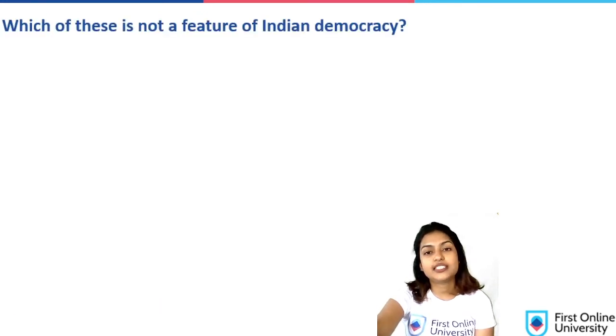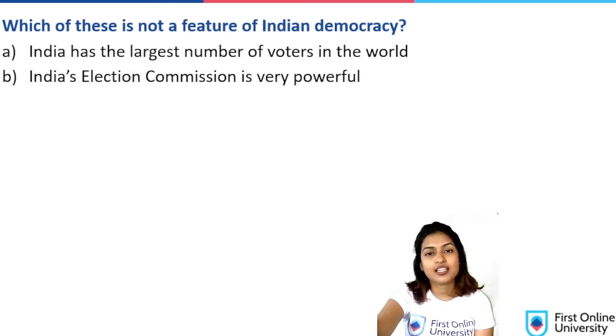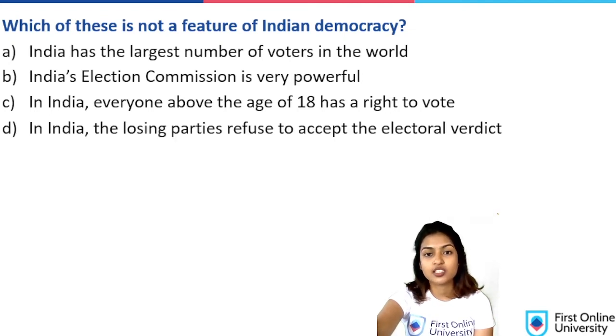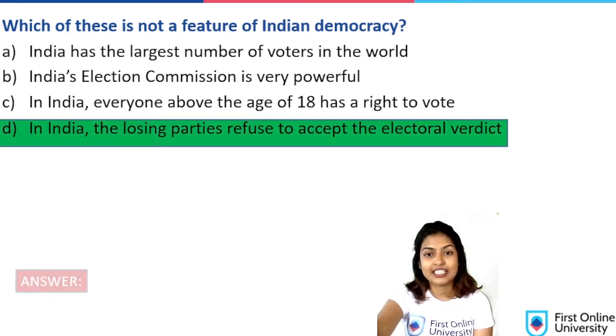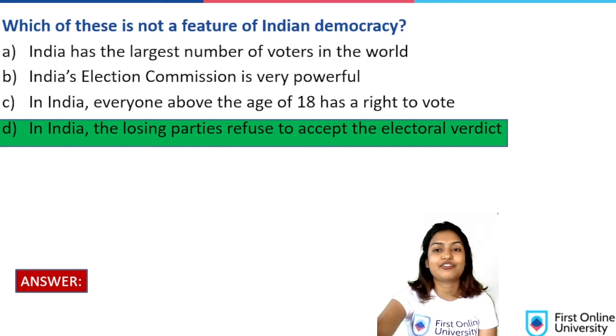Which of these is not a feature of Indian democracy? A. India has the largest number of voters in the world. B. India's election commission is very powerful. C. In India, everyone above the age of 18 has a right to vote. D. In India, the losing parties refuse to accept the electoral verdict. So let us see which is not a feature of Indian democracy. It is definitely D, that the losing parties refuse to accept the electoral verdict. That is false, because in an Indian democracy, the losing parties have to accept the electoral verdict. They are open to losing.